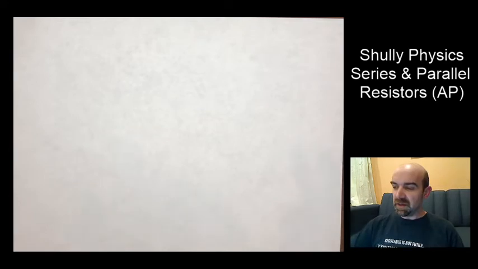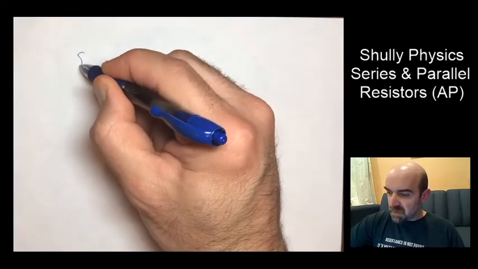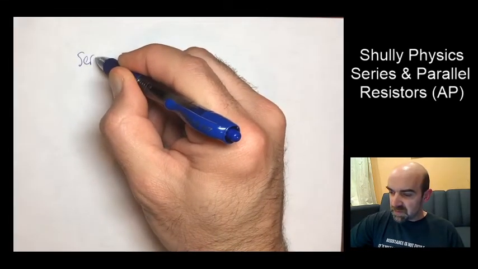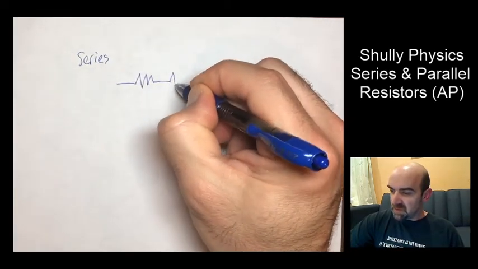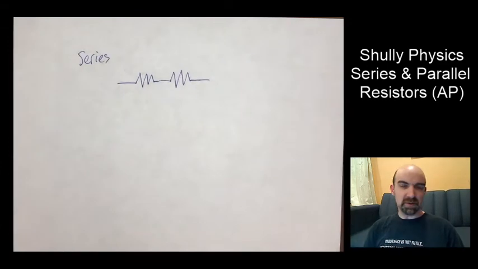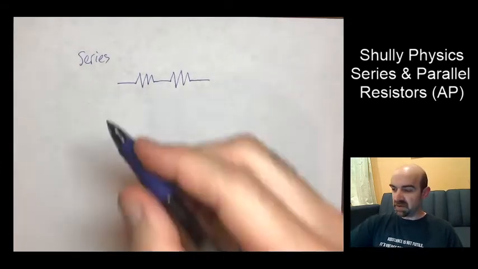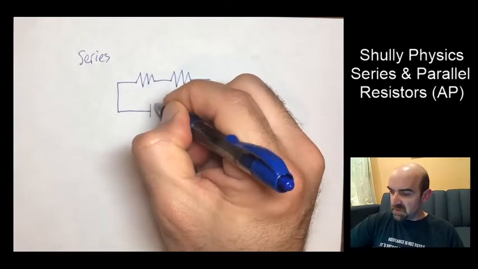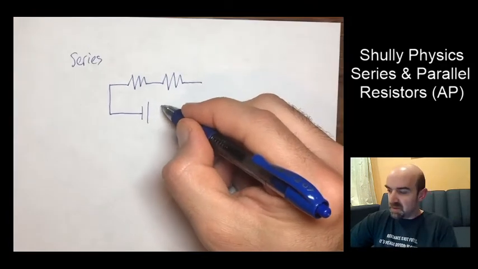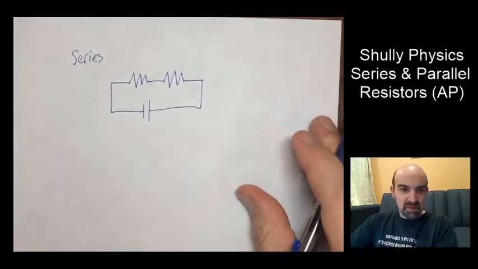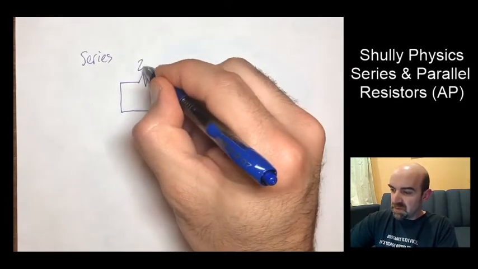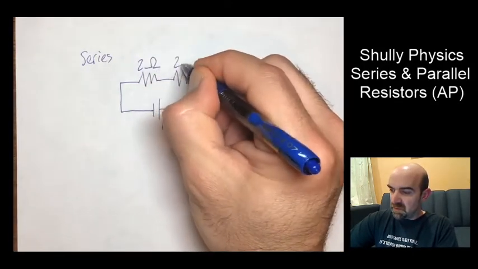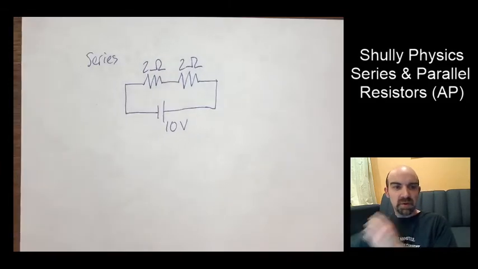So series resistors, of course, would indicate that those two resistors are in a line along the same branch, like in a series circuit. So I'm going to just make a simple circuit here with an EMF source, battery, call it 10 volts, 2 ohms, and 2 ohms.